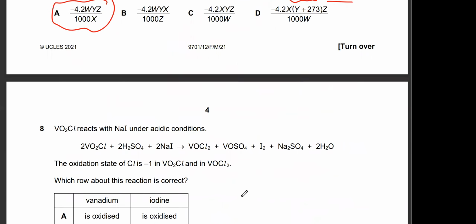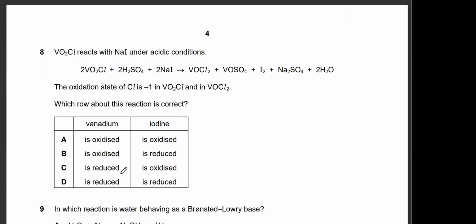Let's play the next one. You've got VOCl2 or oxidation reduction. So you have to figure out, he's saying the oxidation state of Cl is minus one, दोनों में. तो निकालनी किसकी है? I think V की निकालनी है. So find the oxidation state of V. V is unknown. I'm going to try and do this. X. Oxygen is minus two times two.